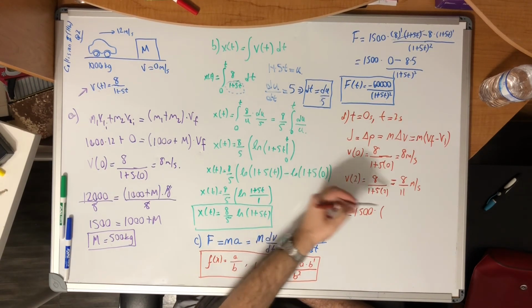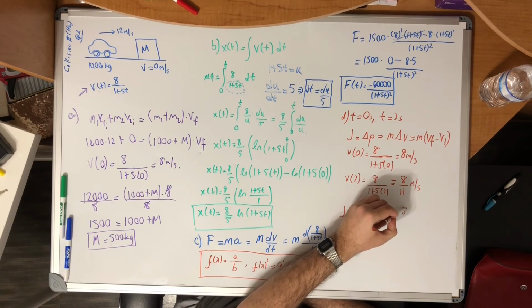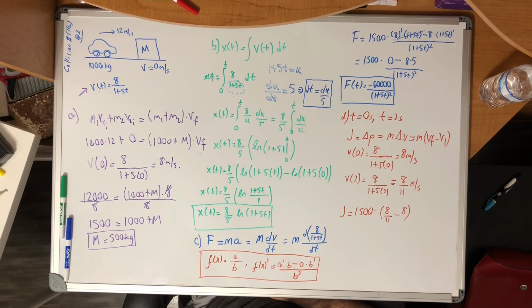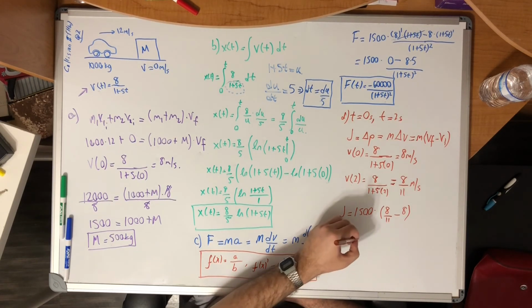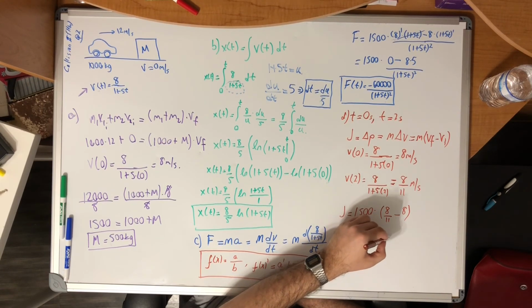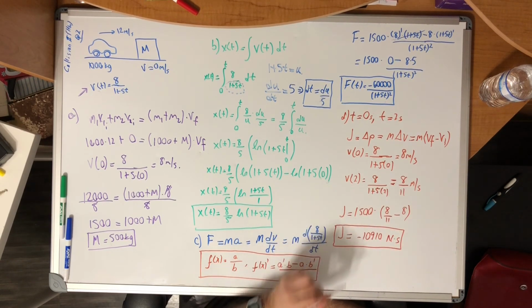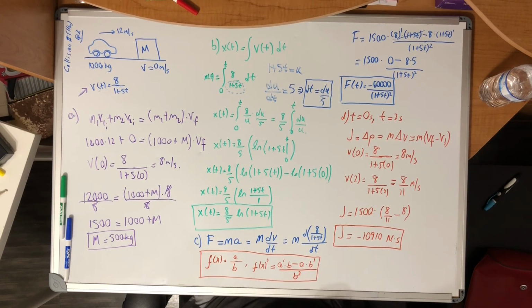So this is my final velocity, which is 8 divided by 11 minus 8, and that is basically my equation. And once you solve this, what are you going to find J, or impulse, as? Again, negative 10,910 newton seconds. So this is going to be the impulse from time 0 seconds to 2 seconds. Alright, so this is your solution for your second question on your Collision 2 homework paper.